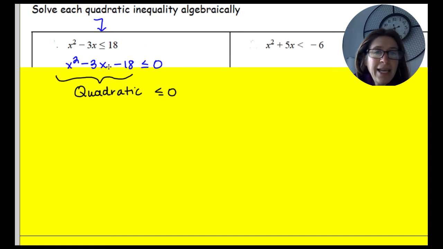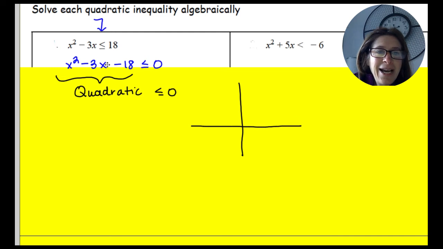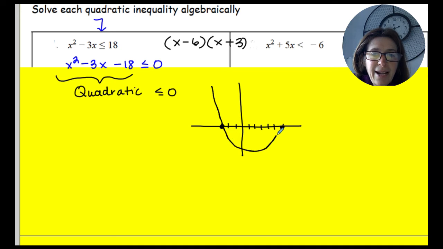Okay, so I want to visualize this quadratic just so you can see it. Remember, I love using the rule of 4, thinking about it as a graph. So if I graph this, I actually can see that if I factor it, it's going to be x minus 6 and x plus 3. So that means that I have x-intercepts at 6 and negative 3. And for now, I'm just going to do a quick sketch of it. I know it's opening up, so it's something like that.